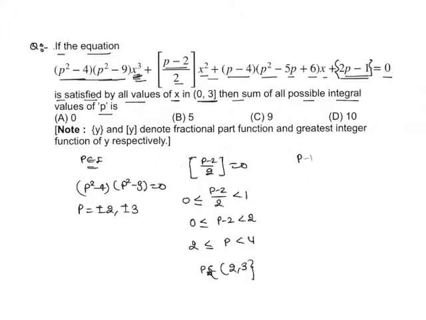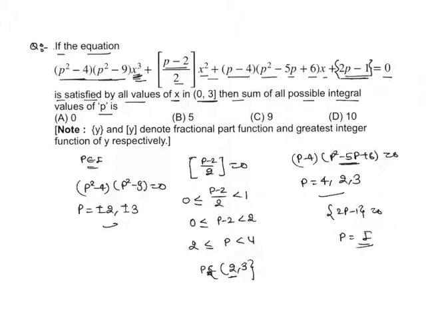Similarly, (p − 4)(p² − 5p + 6) should be 0. From there we get p should be 4, and this factor gives 2 and 3. And similarly for the fractional part, 2p − 1 must be an integer, so p should be an integer. From their common solutions, 2 is present in all four conditions, so p should be 2. Similarly, 3, if I check, is also present in all the conditions, so 3 is also a solution. So the sum is 2 plus 3, that is 5.